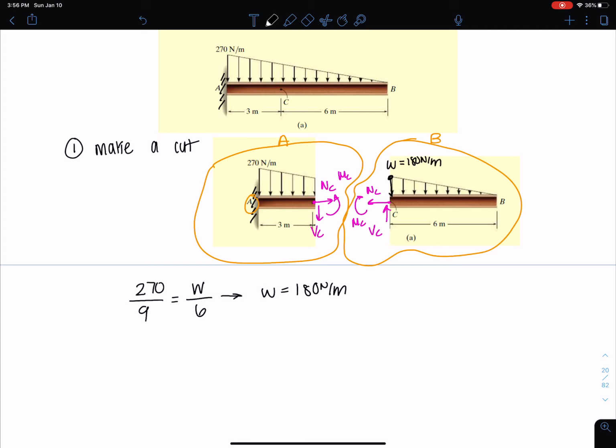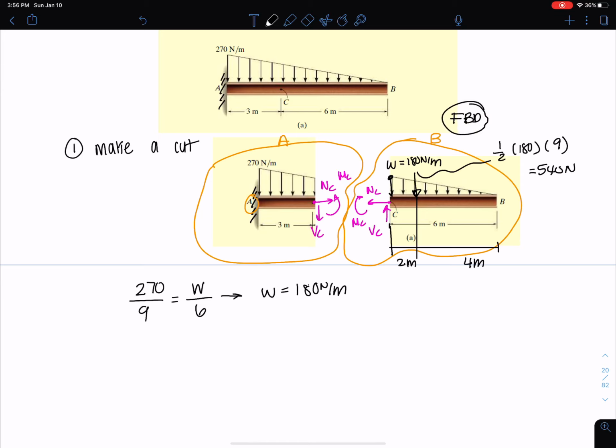I also know that the resultant acts 1/3 away, right? It's just the geometric centroid of this, which would be 2 meters. The rest of this would be 4 meters. And this value here is the area of a triangle, 1/2 times 180 times 6, and I get 540 newtons. And you guys, remember, this is my free body diagram. I will always ask you for this. 90% of the problems, I will always ask you for a free body.